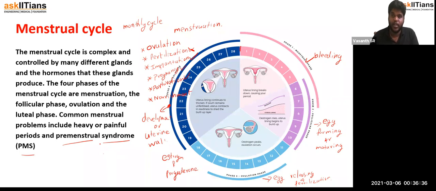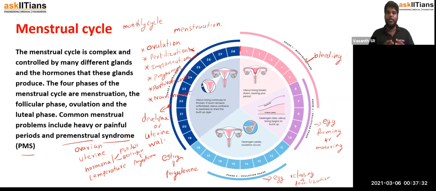Now, when we talk about the menstrual cycle, there are several factors involved. They are called ovarian changes, uterine changes, hormonal changes, and temperature changes. These are the main changes that the body will be undergoing. When it comes to hormonal, there are FSH and LH from the pituitary, and then estrogen and progesterone from the ovary. You'll be learning about this in detail only in class 10. So let's finish up over here, and then we'll go to the next topic, which is menarche.